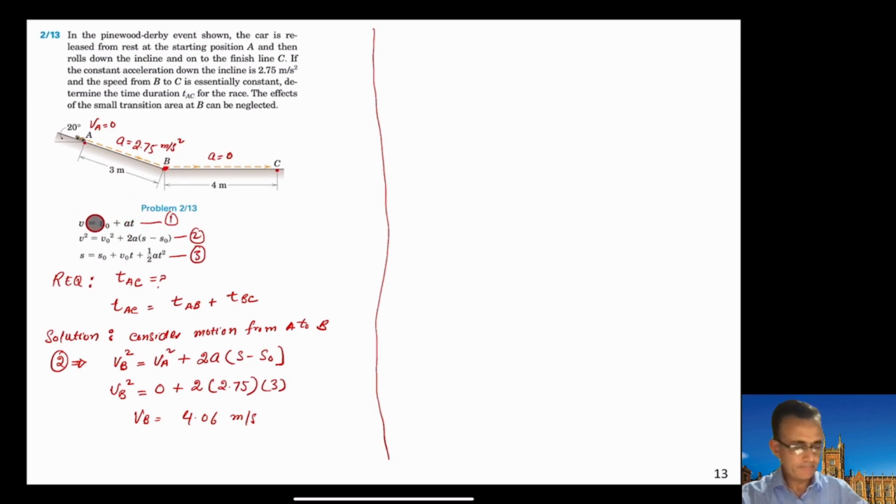Now that you know the velocity at location B, you can use the first equation, which is VB equal to VA plus at. VB is 4.06, VA is 0, plus 2.75 times t. From here you can calculate t, which will be equal to 1.477 second. This t is obviously the time from A to B.